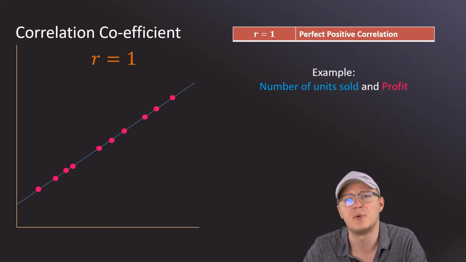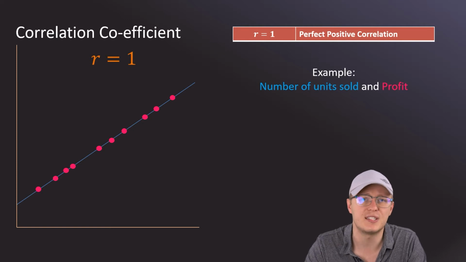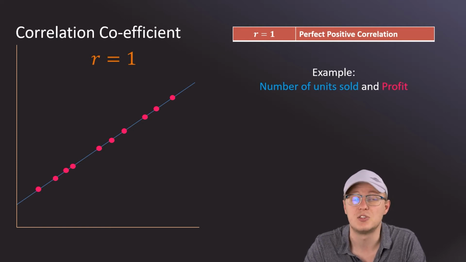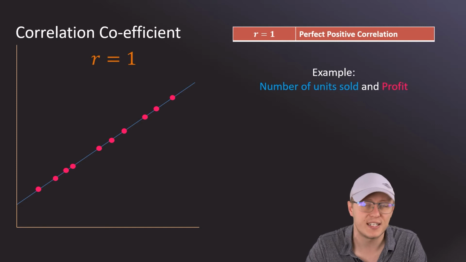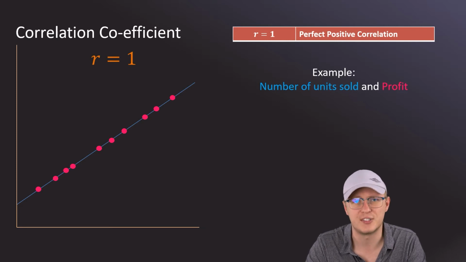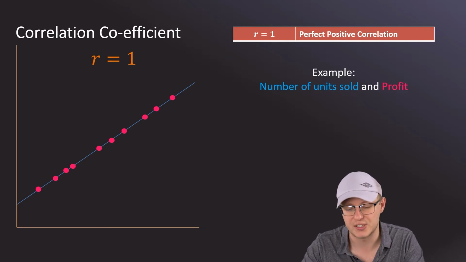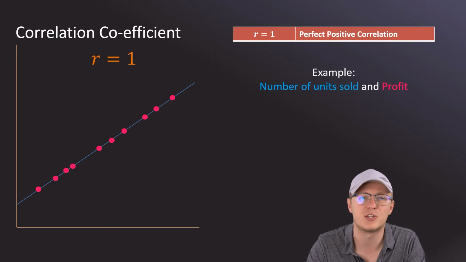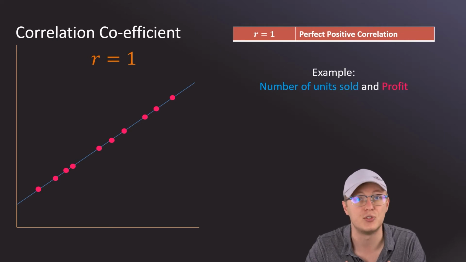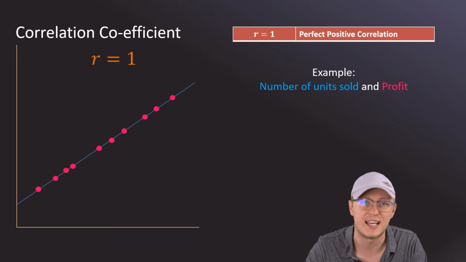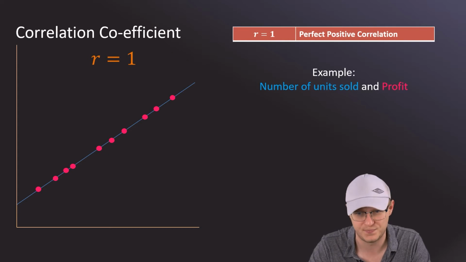An example would be the number of units that you sell plotted against your profit. Now, because you set the markup for every unit that you sell, every unit brings you the same profit, and there's going to be a perfect relationship. If you know how many units you've sold, you can predict exactly what your profit is going to be.